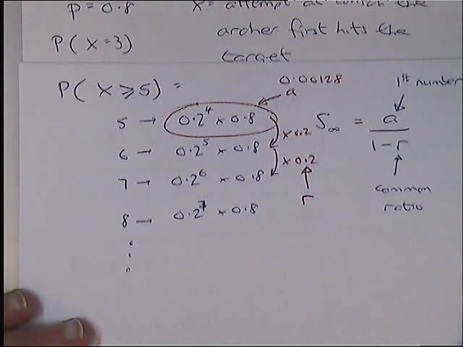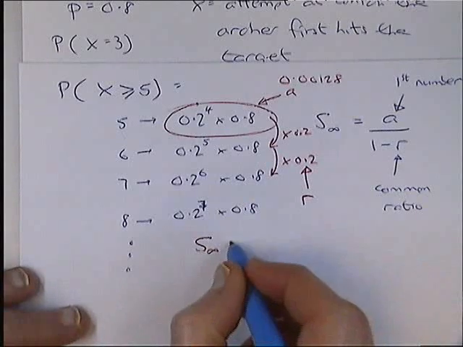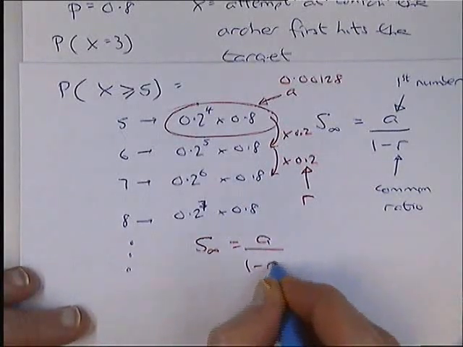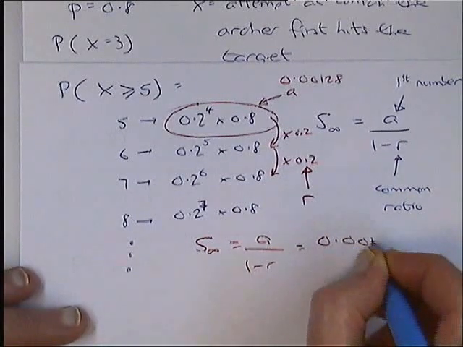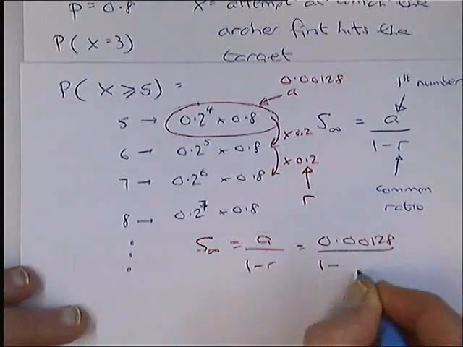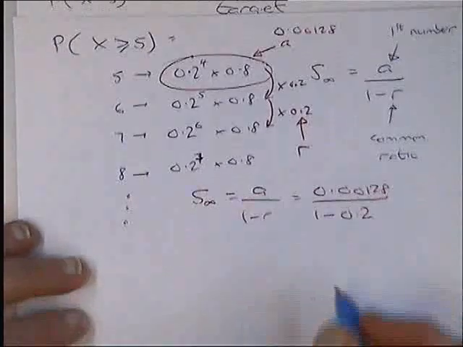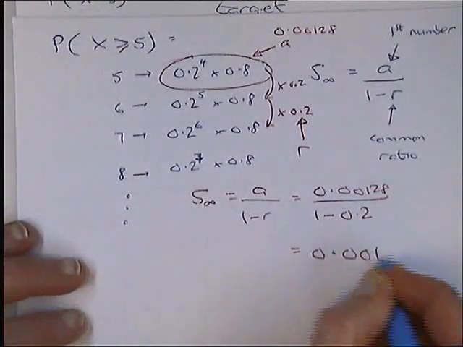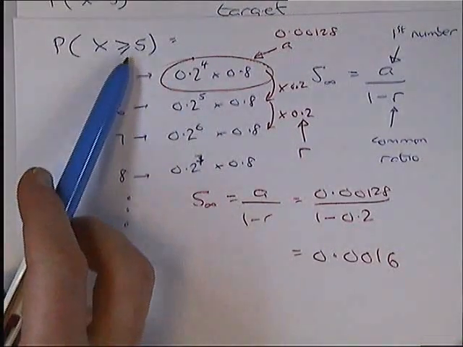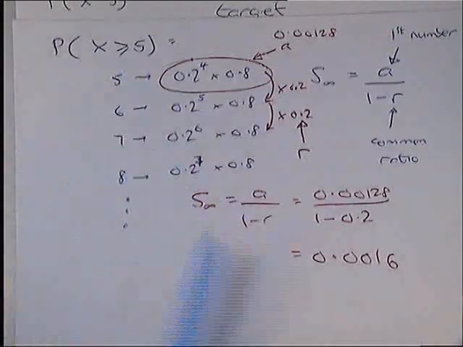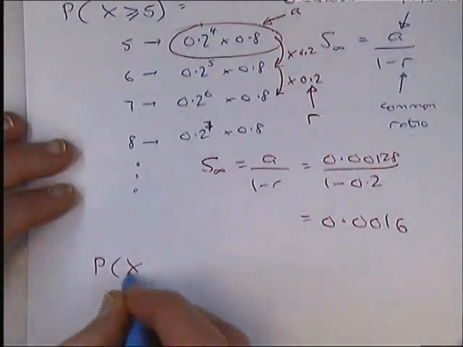So now I have this A value and this R value, I can put it in this formula and say the sum to infinity of this list is A over 1 minus R. A is 0.00128. 1 minus R, which is 0.2. And if I work that out on a calculator, I get 0.0016. So the probability his first attempt comes on the fifth throw or later than that is 0.0016.